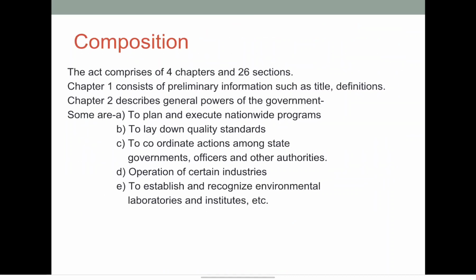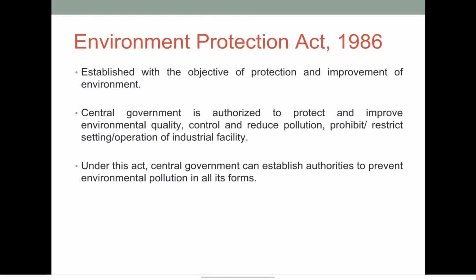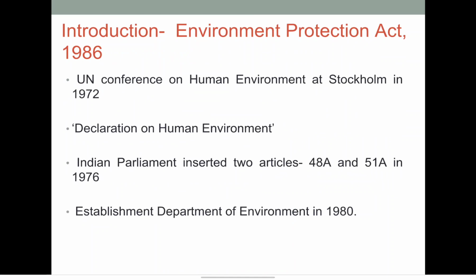Okay, let us now revise what we have discussed about the Environment Protection Act. In the beginning, we have seen that the Environment Protection Act was enacted by the Indian Parliament in the year 1986 under Article 253. This Article 253 states that the Union Government can enact laws so as to pursue any international agreement. This international agreement was the Declaration on Human Environment, which was made at Stockholm in the year 1972.